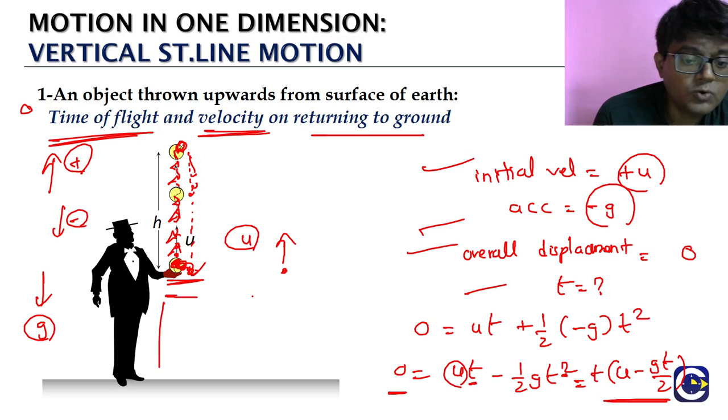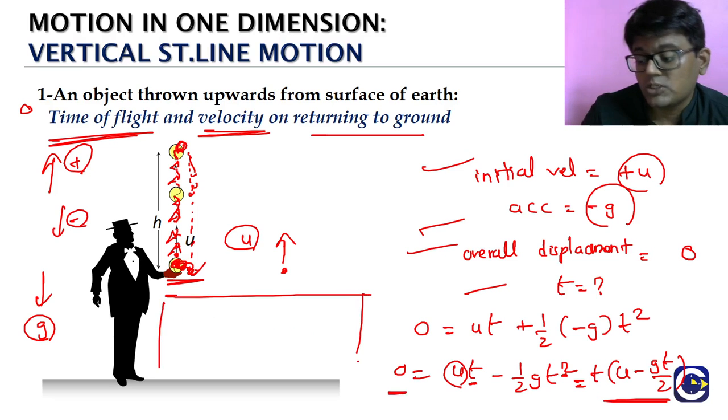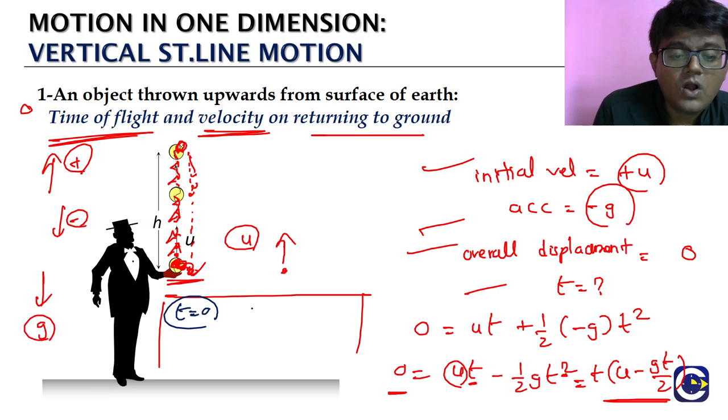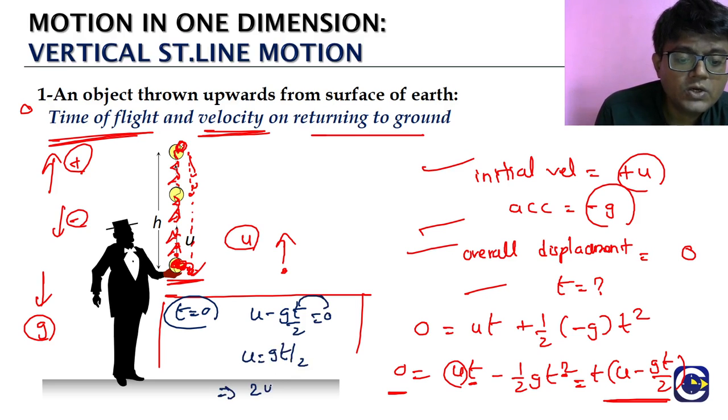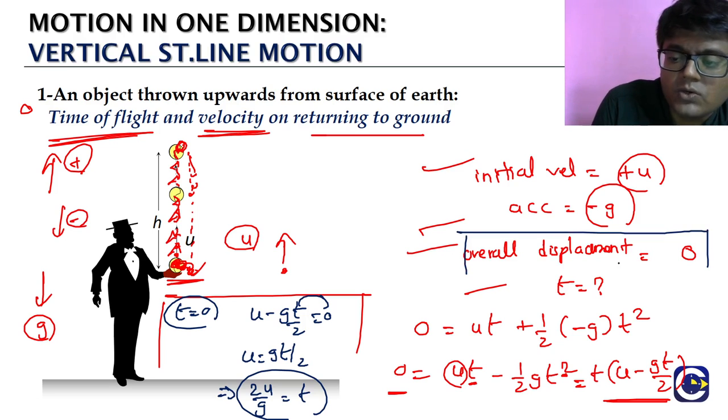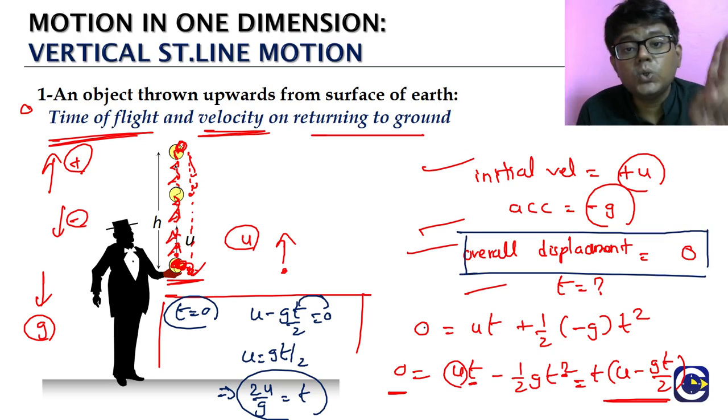So here we'll have two possibilities. What are the two possibilities that we can have? One is straight away t equal to 0, or u minus gt by 2 is equal to 0, which means u is equal to gt by 2. From here, 2u by g is equal to t. So when we apply the condition of displacement 0, we are getting two roots for the time.